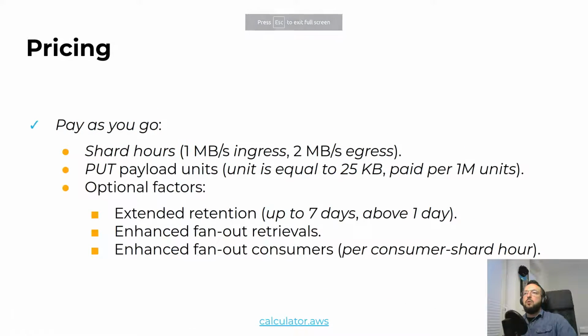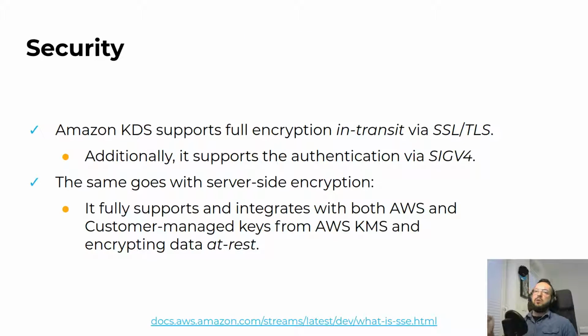So we talked about pricing. Now let's talk about security. Amazon KDS actually supports full encryption in transit with the newest SSL and TLS versions. Additionally, it supports authentication via the Signature Version 4 process, so the same one that we have with the AWS API. So we are pretty much secured when it comes to data in transit, man-in-the-middle attacks, and so on.